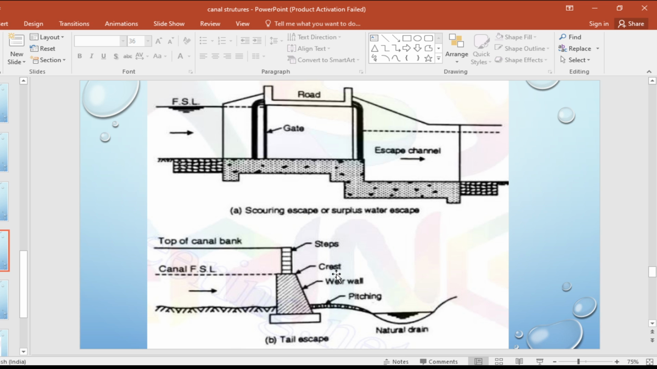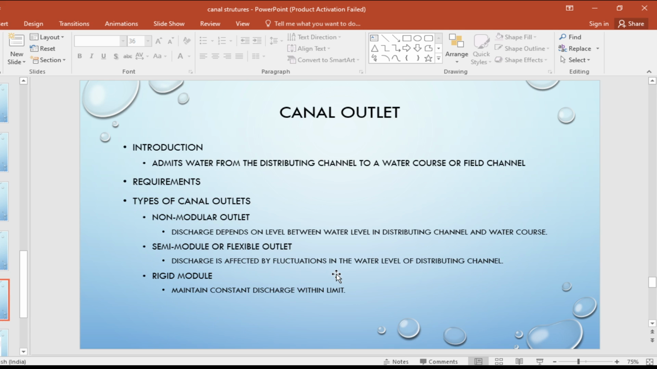Now the last part is canal outlet. What is a canal outlet, and what are the types of canal outlet and the functions, we are going to study here. First, canal outlet. An outlet is a small structure which admits water from the distributing channel to the water course or field channel. Okay, what is meant by outlet? It admits the water from the distributing channel to the water course or field channel.